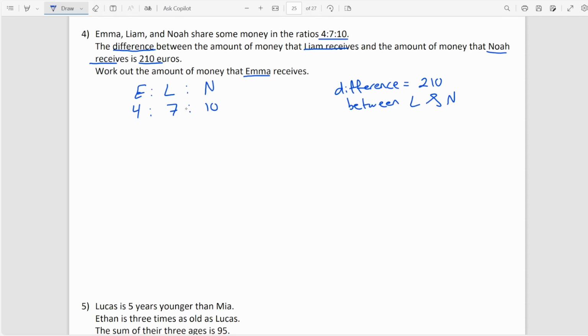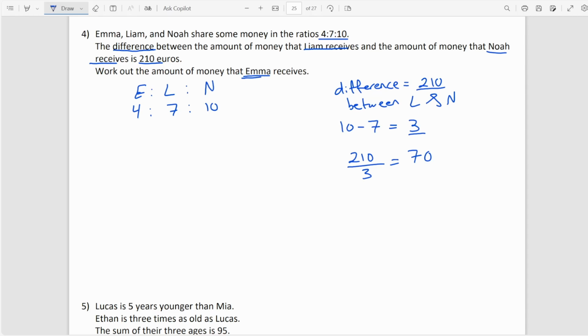So between Liam and Noah, if you take a look here, Liam has 7 parts and Noah has 10 parts. So the difference between them is going to be 10 minus 7, which is equal to 3. So this is the difference in parts. And this right here is the difference in actual money. So I will divide 210 by 3, okay? And this gives us 70. So what is the 70? It's what each part represents. So each part represents $70.